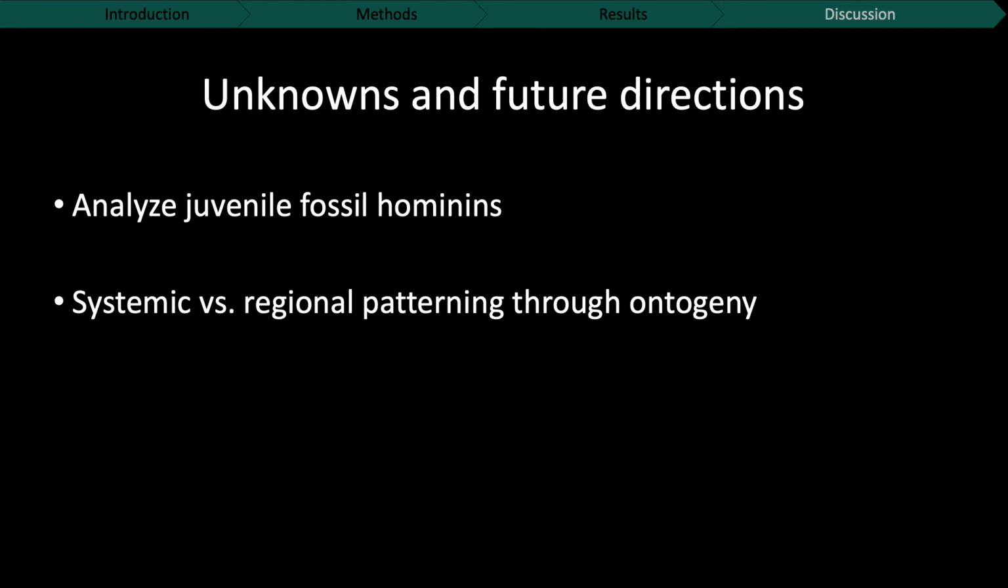Other areas of future work include analyzing juvenile fossil hominin hands and feet for comparison to modern primates. It's also unclear how bony change through ontogeny differs throughout the skeleton across taxa, which may be why different research teams have found bone-specific patterns in primate comparisons. So I plan on approaching this with a much broader mammalian sample to explore that systemic versus regional dichotomy. I look forward to this future work and thank all of you for listening.